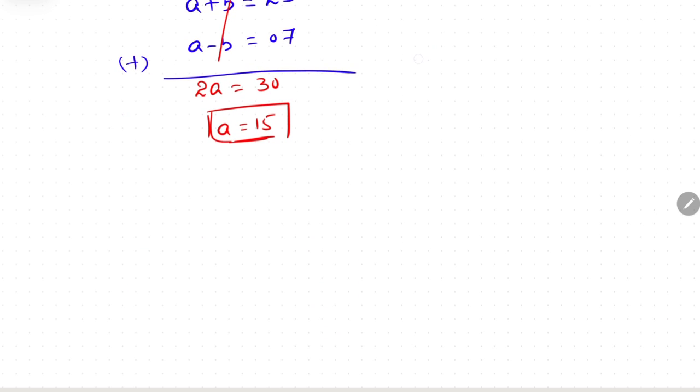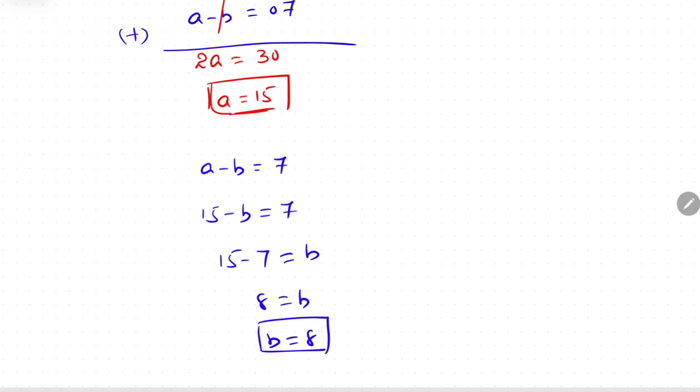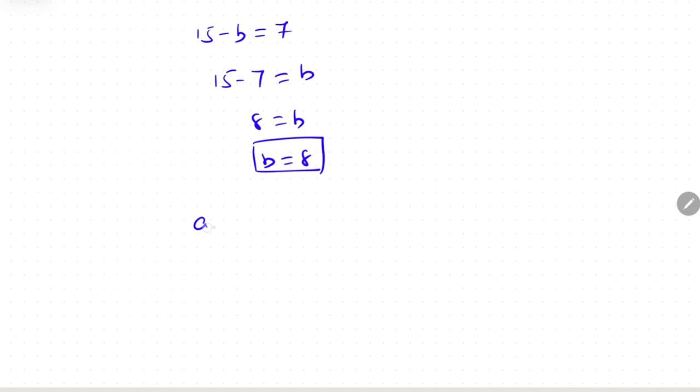Now to find the b value, we already know that a minus b is equal to 7, from equation 2. So we put the a value: 15 minus b is equal to 7. We have to find b, but it is in negative form, so on transposing, 15 minus 7 is equal to b. Therefore b is equal to 8. Therefore the numbers are a is equal to 15 comma b is equal to 8. We can also verify these two numbers. That's it.